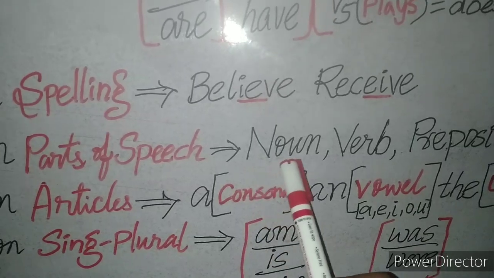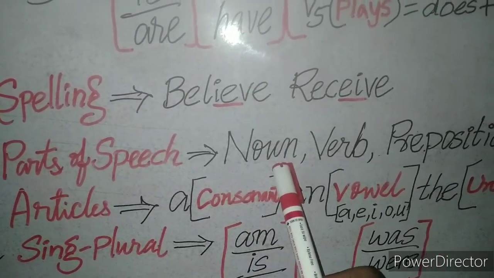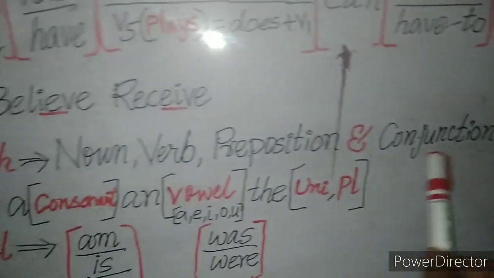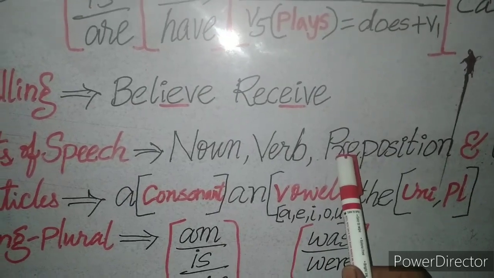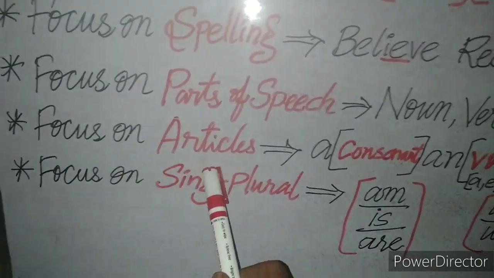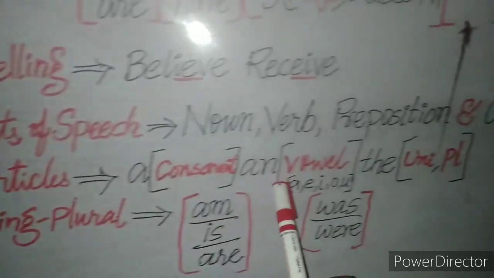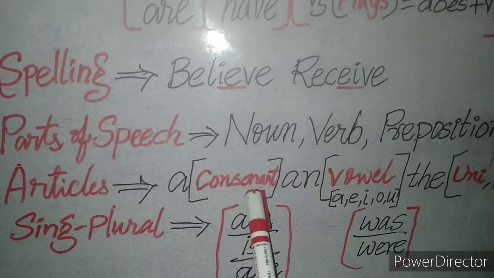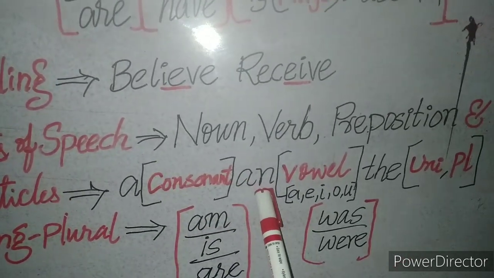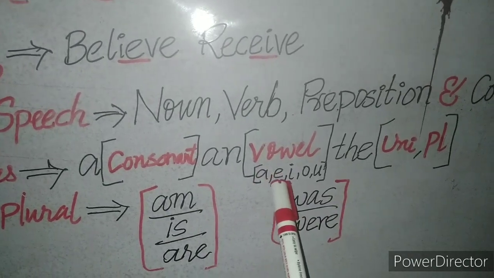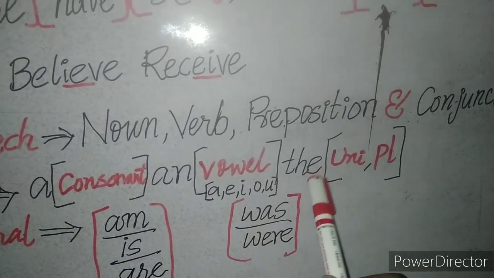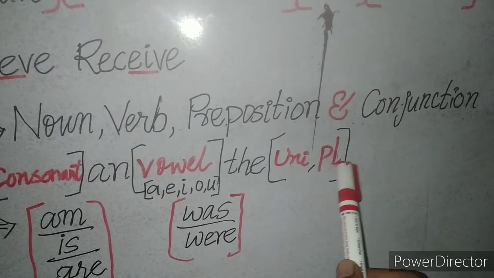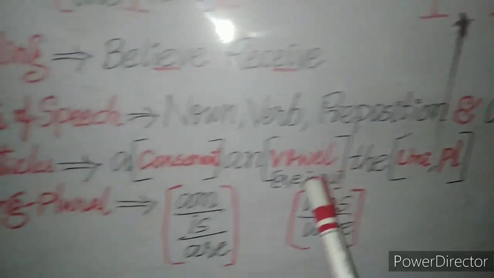Next, focus on parts of speech. Especially in parts of speech, you have to focus on noun forms, verb forms, next prepositions and conjunctions. These four forms are very, very important in edit bits. Next, focus on articles, especially a and the. If it is the article a, you find a consonant sound, and if it is an, a vowel sound, for example a, e, i, o, u. The article the is used for universal truth, and if there is a plural, we can use the article the.